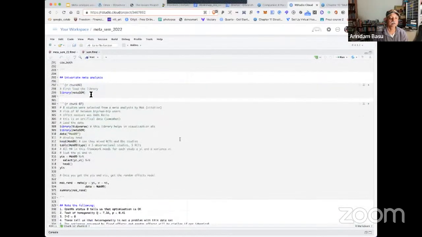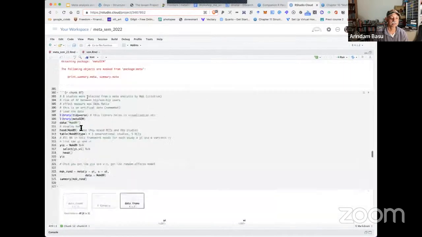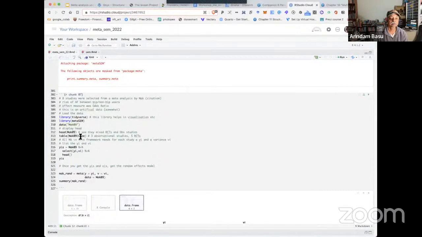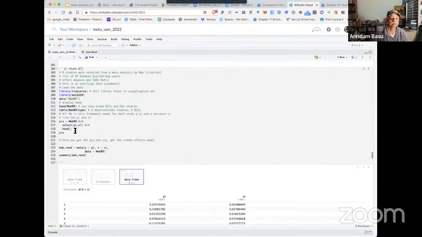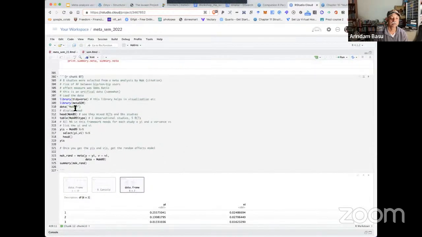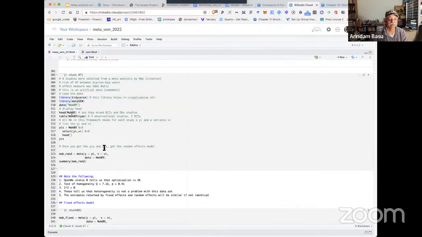So here's what I have done. I have loaded the library called metaSEM, and then I have loaded the data called MAK09, and then I asked for the head of it, and I've given you the types of treatments, and then I have selected the YI and VI, and then I've run the meta. Okay, so let me run everything one by one. Once I load the library and the data, and if I ask for the head of it, this is what it looks like.